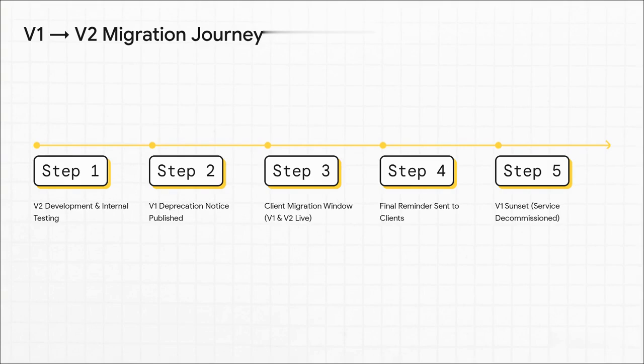It's not a mystery. First, obviously, you build and test V2 internally. Then, and this is critical, you publish a formal deprecation notice. You're telling the world that V1 is going away. That opens up a migration window where both versions are running at the same time, giving everyone plenty of time to switch. You send out a final reminder, and only then do you finally turn off V1. The key to all of this is simple, no surprises.